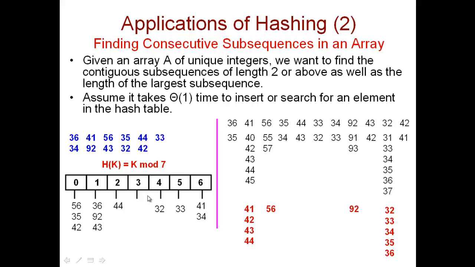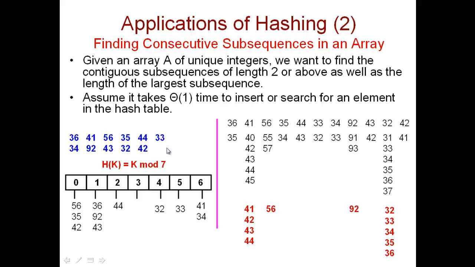Then you have to fill up the hash table first. So go through each element in the array, find the remainder and add them to the hash table. 36 mod 7 is 1, so 36 gets in the hash table at index 1. 41 mod 7 is 6, so 41 is here. 56 mod 7 is 0, so 56 is at index 0. 35 mod 7 is also 0, so 35 will be added to the list at index 0, and so on. So that's the first step: fill up the hash table based on the elements in the given array.